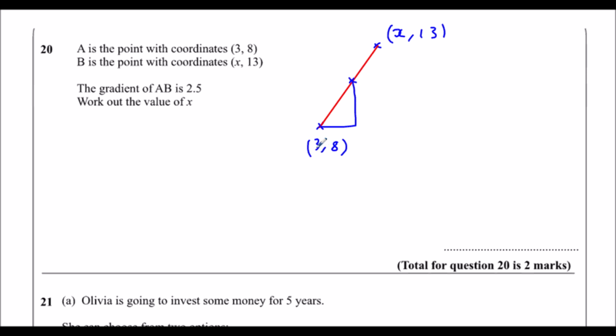So if I go across 1, that'd be 4. And up 2.5, that'd be 10.5. And again, if I go across 1, that'll be 5. And up 2.5, which will be 13. So I know x must be 5. So I go along 2, up 5, along 1 up 2.5, along 1 up 2.5, which means along 2 up 5. So I know x is 5.